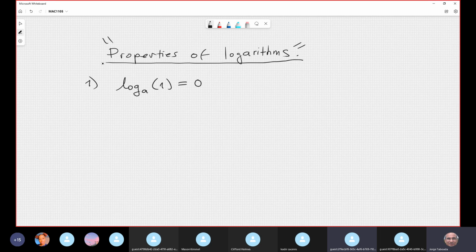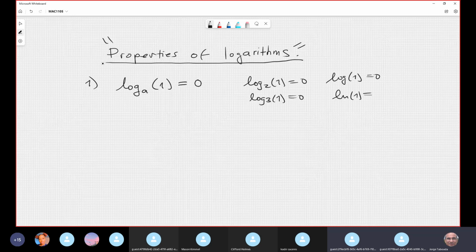Wow, I know that. When inside the argument you plug in 1, the answer is 0, regardless of the base. Example, logarithm of base 2 of 1 is 0. Logarithm of base 3 of 1 is 0. log of 1 is 0. ln of 1 is 0. When the argument is 1, directly, the answer is 0.